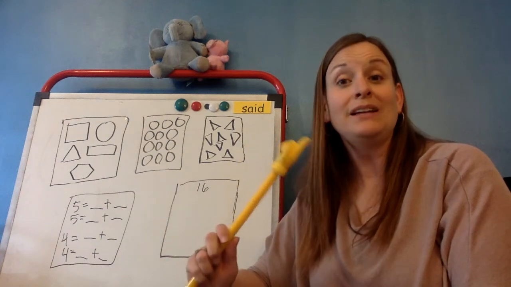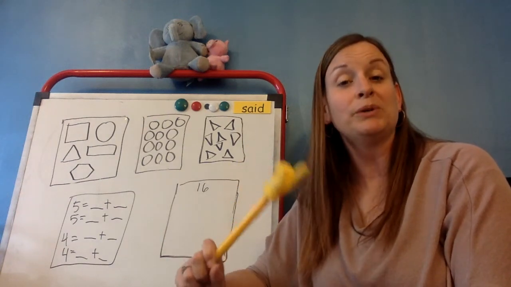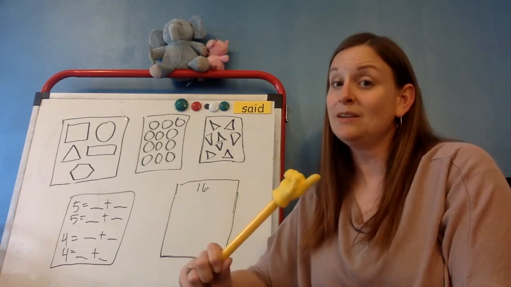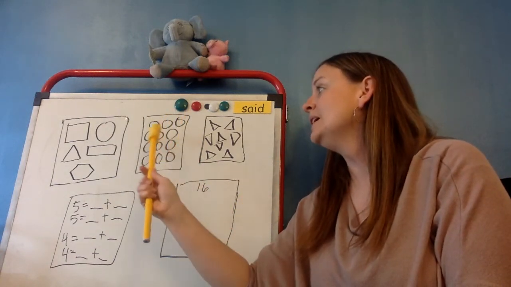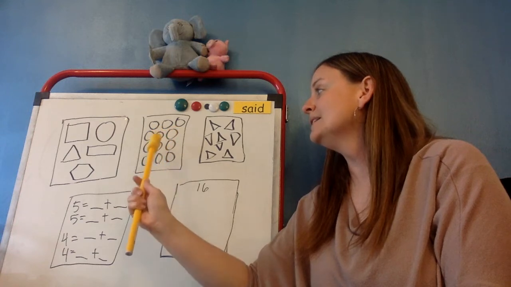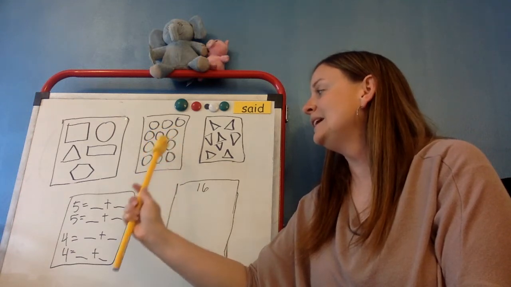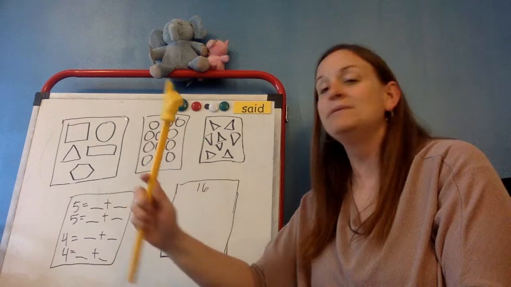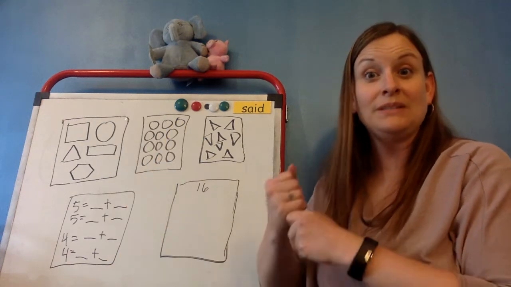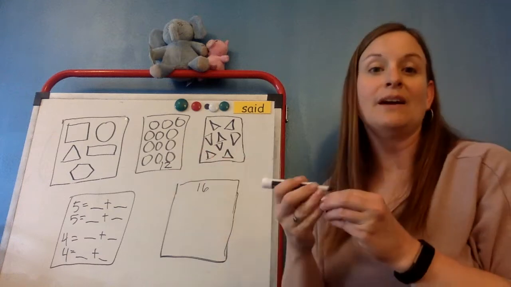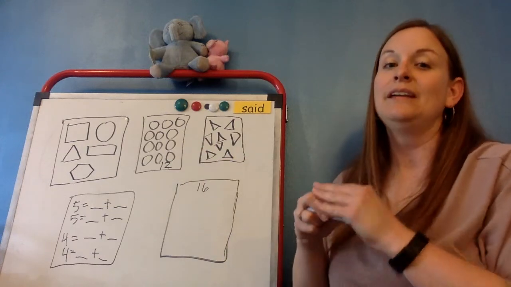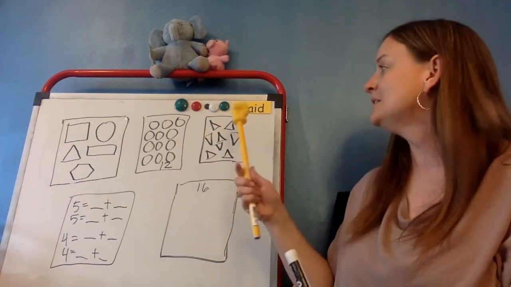Now, Ms. Black said you need to count them twice before you give the answer. So we think there's 12. Let's count them again. 1, 2, 3, 4, 5, 6, 7, 8, 9, 10, 11, 12. Did we get 12 both times? We did. So I'm okay with you now saying there are 12.